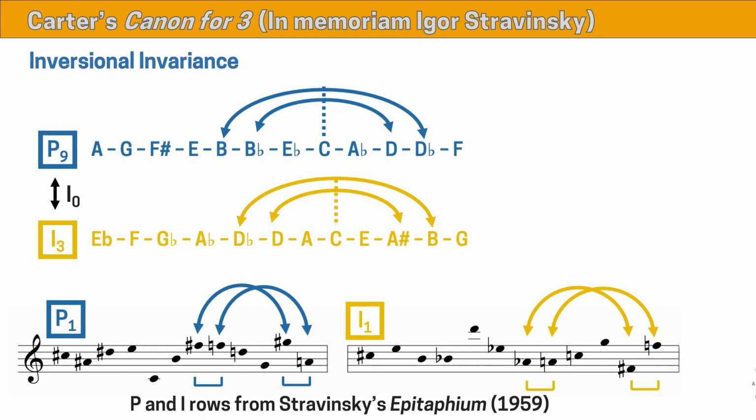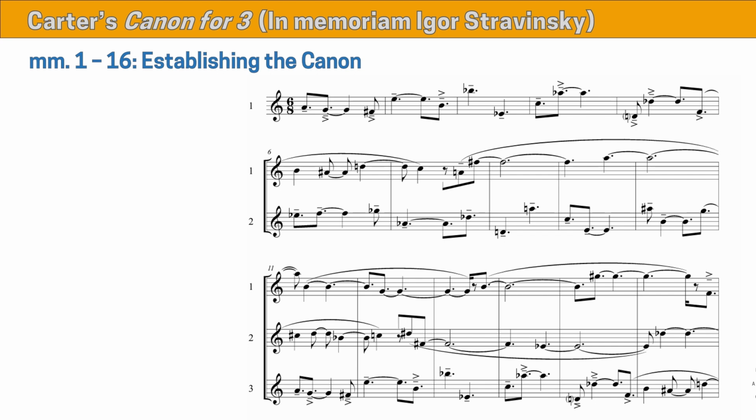The first 16 measures of Carter's canon establish the 3 canonic voices, which perform the rows P9, I3, and P9 in order. The second and third voices follow the first voice in exact canon at a 5-bar time interval throughout the entirety of the piece, with the second voice in inversion.